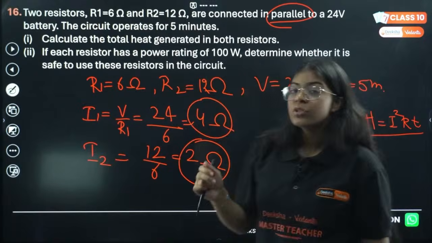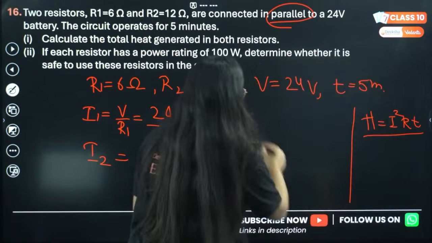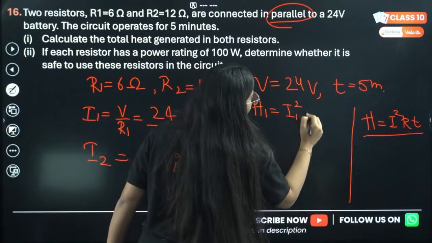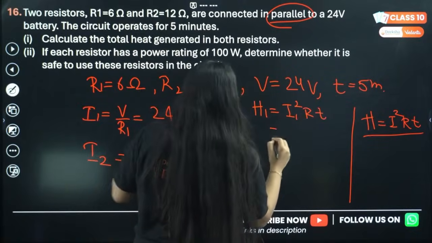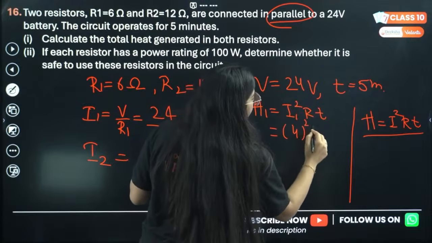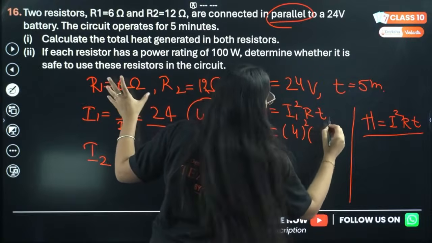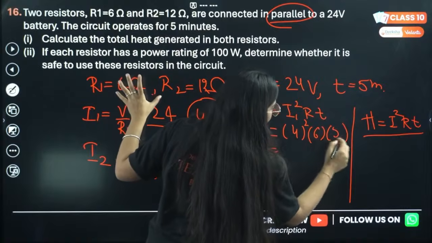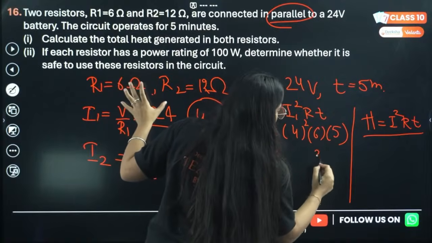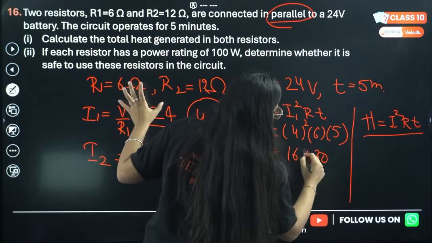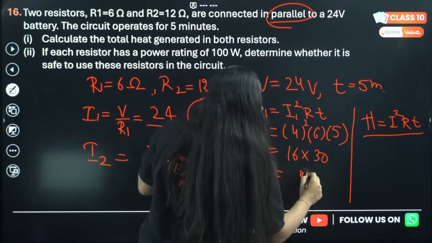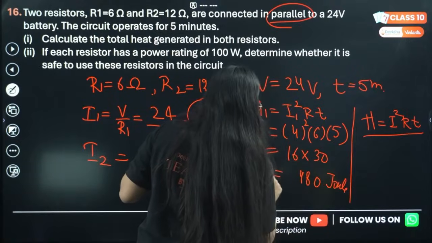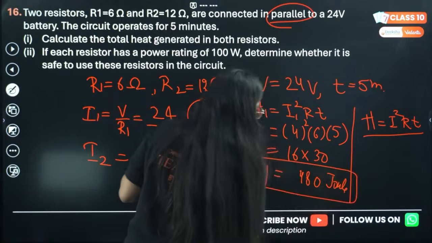Can I use I square RT? So, H1 will be I1 square R into T. I1 square is 4 square into R, which is R1, that is 6, time is 5 minutes. Can I solve this? 5 minutes, okay. 30 into 16 and it will be 480 joule. Remember the unit of heat, it's joule, okay.